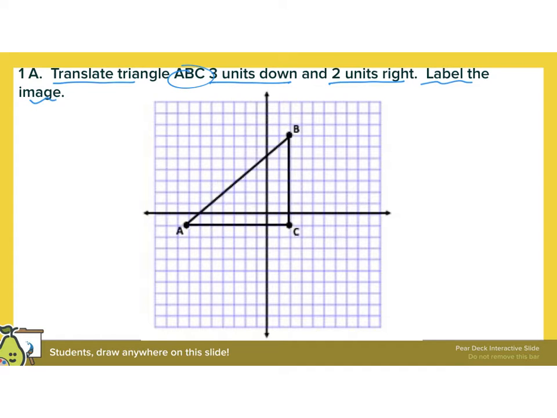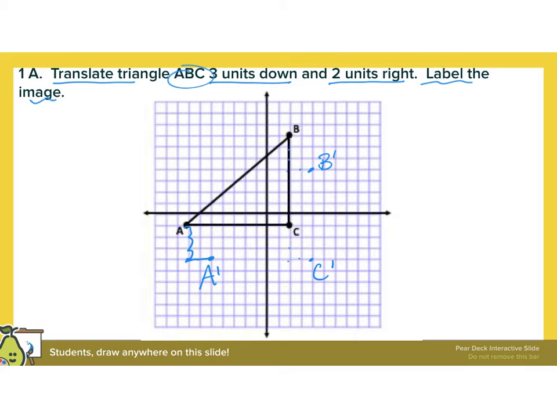So for A, I'm going to come down 1, 2, 3 and right 1, 2. Here is A prime. Same thing for all the points. 1, 2, 3, 1, 2. C prime. 1, 2, 3, 1, 2.